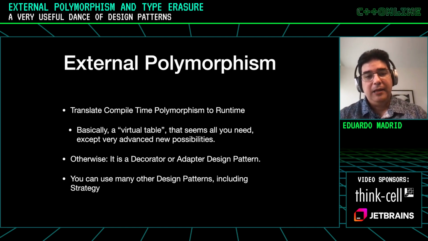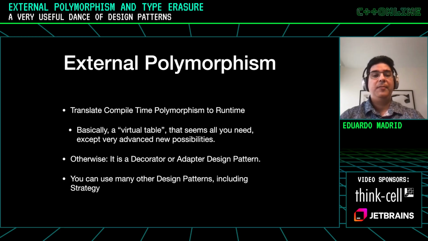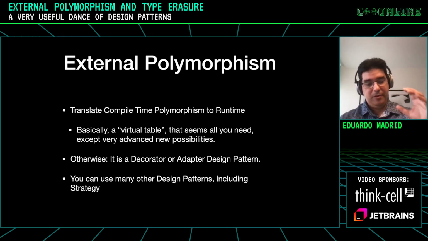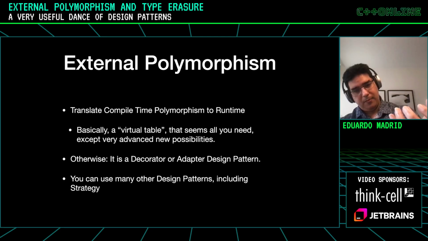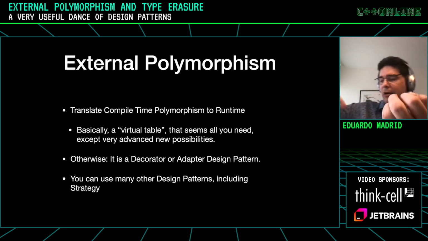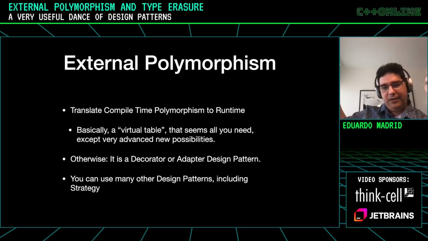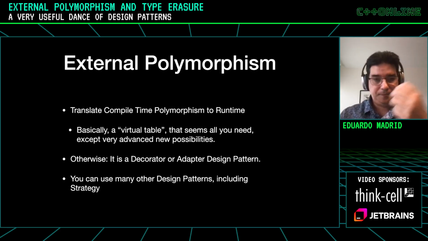So the translation of compile time polymorphism to runtime polymorphism is what we're going to be calling external polymorphism. That means types that have nothing inherently polymorphic about them, because it is not explicitly coded into them. We're going to write something outside of the types that we want to manipulate through polymorphism or substitution or subtyping. And these mechanisms are what collectively are called external polymorphism.